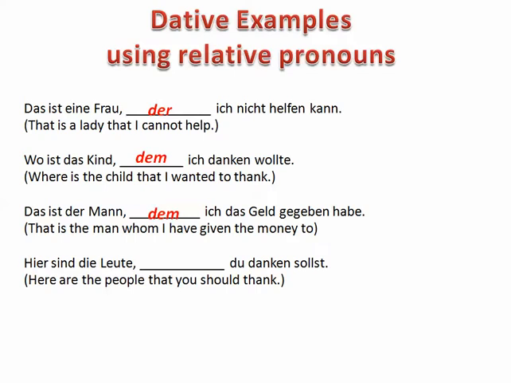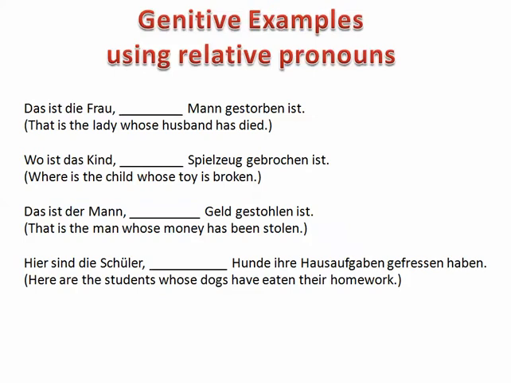And then finally, hier sind die Leute, denen du danken sollst, who you should thank, and danken is a dative verb, so we're using that. Okay, now we're going to use our final genitive examples of relative pronouns. Das ist die Frau, deren Mann gestorben ist.